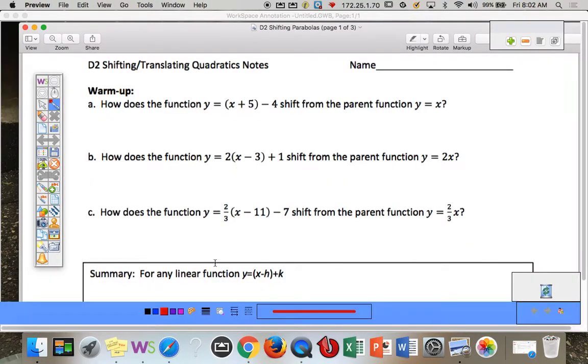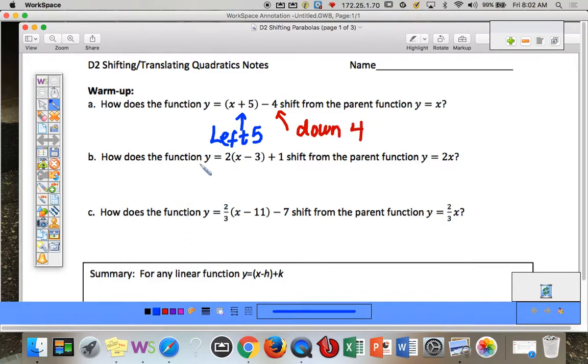equals x? And we learned that if it's inside the parentheses, it shifted left or right. If it was plus 5, it shifted left 5. And if the number was outside the parentheses, it shifted up or down, so minus 4 was down 4.